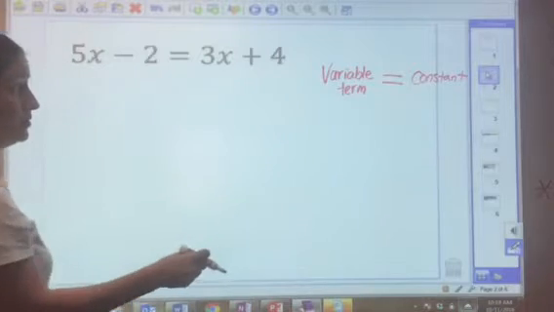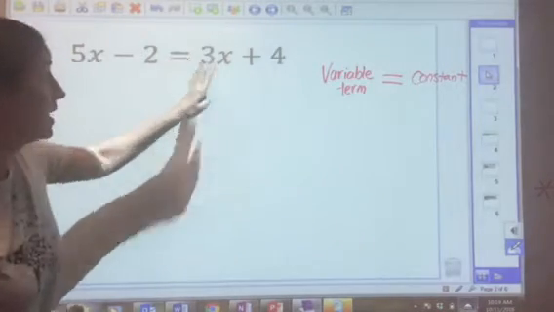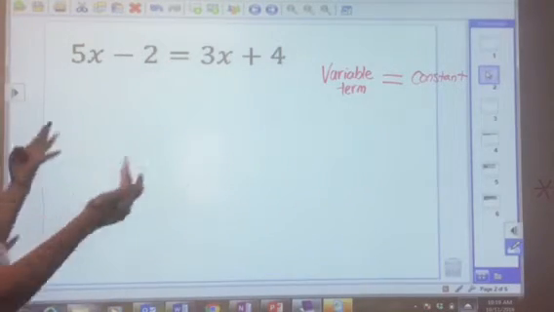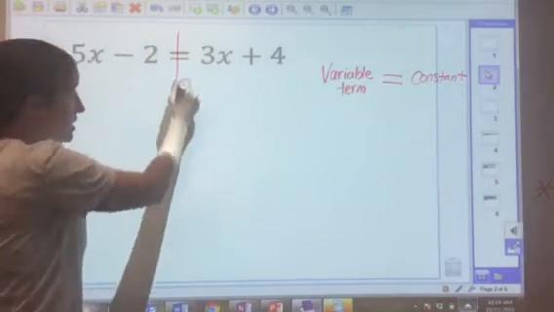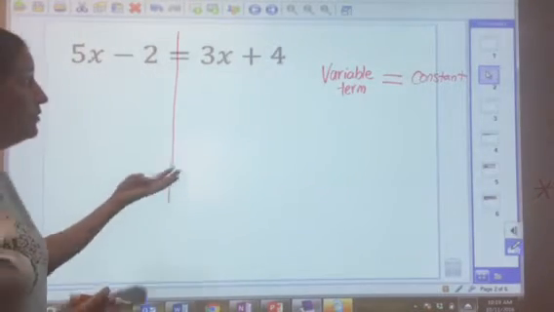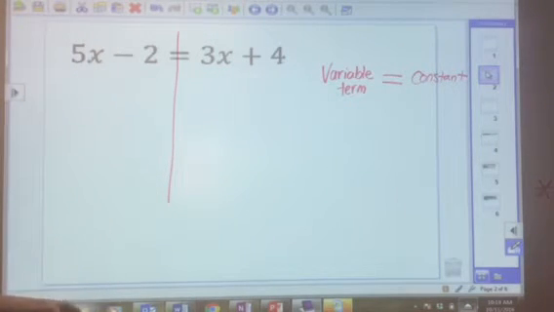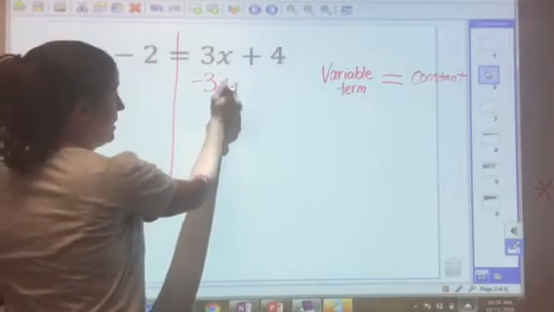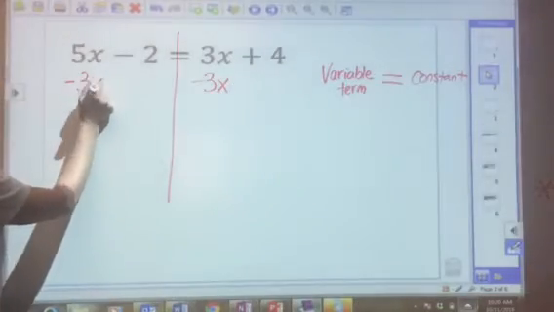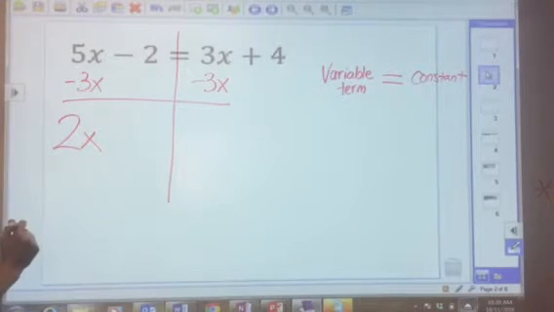Same goal, variable term on one side, constant on the other. You have options here. You can subtract 5x or you could subtract 3x. Either one will cancel out on one side and move it to the other side. My suggestion is to move the one that's lower to this side so that you're left with a positive variable term. But it doesn't really matter. So I'm just going to subtract 3x because subtracting 3x from 5x leaves me with positive 2x.